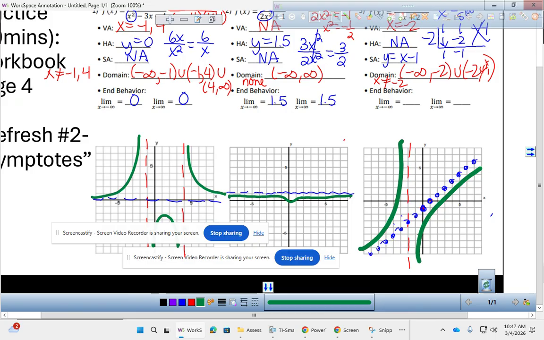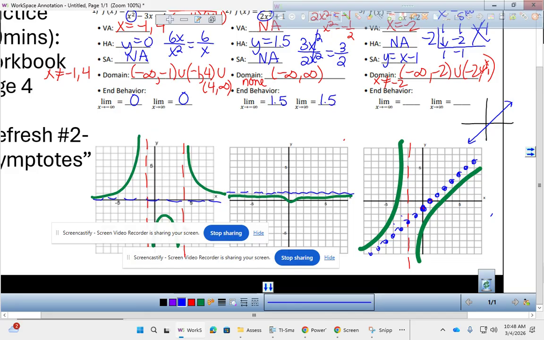Now, end behavior. We didn't talk about this part yesterday. We ran out of time. End behavior of a horizontal asymptote is really easy. If your horizontal asymptote's 0, your end behavior is 0. If your horizontal asymptote's 1.5, your end behavior is 1.5. I don't have a horizontal asymptote, I have a slant. Your end behavior of a slant is the same as the end behavior of the slanted equation. So when I'm looking to find the end behavior of this one, all I need to think about is the linear line I drew.